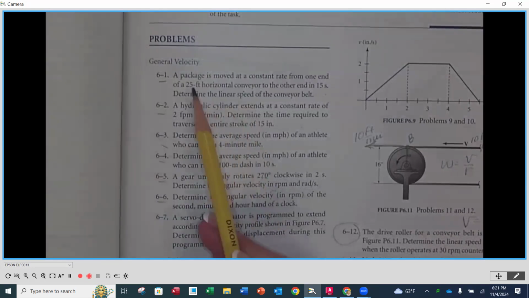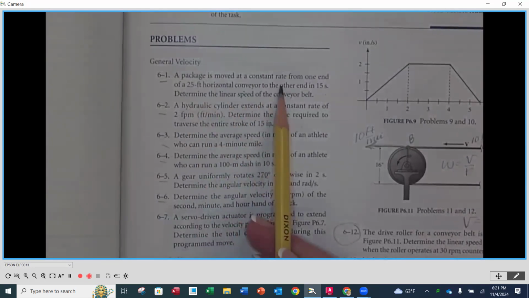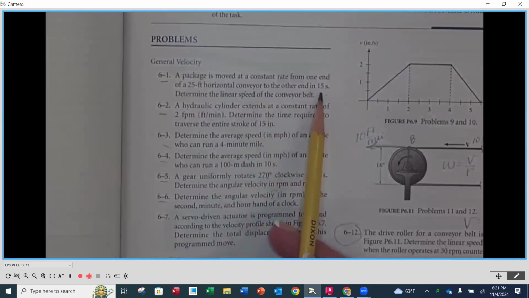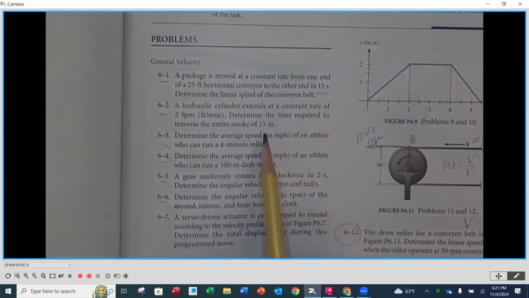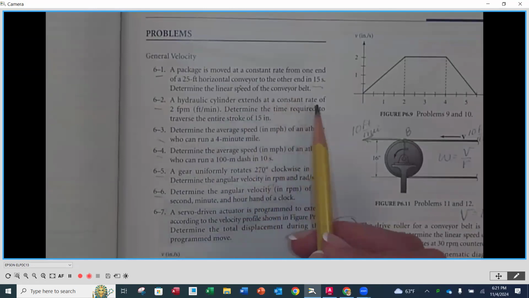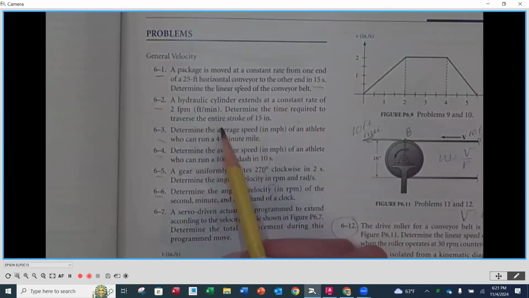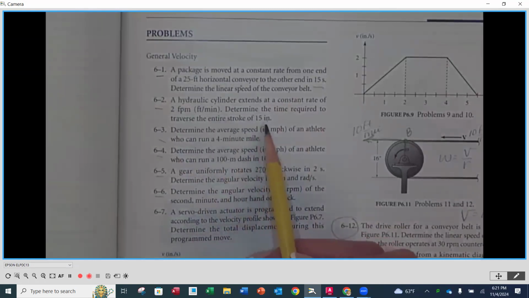So let's look at the first one. It says a package is moved at a constant rate from one end of a 25-foot horizontal conveyor to the other end in 15 seconds, okay? I think it's just like that example 6.1 that we did, but the time is different. Determine the linear speed of that conveyor belt, just like example 6.1. The next one is a hydraulic cylinder that extends at a constant rate of 2 feet per minute. Determine the time required to traverse an entire stroke of 15 inches, okay?